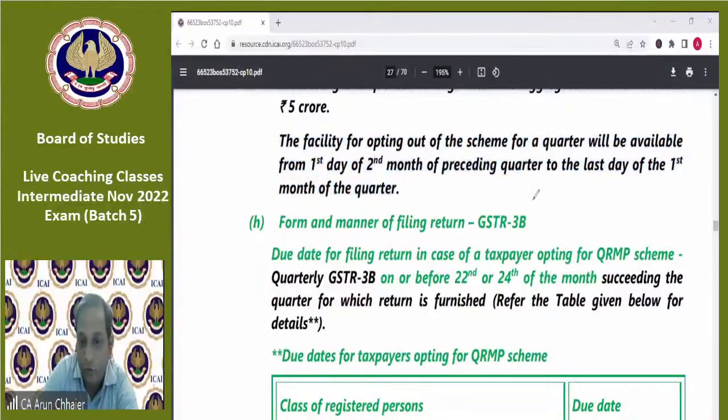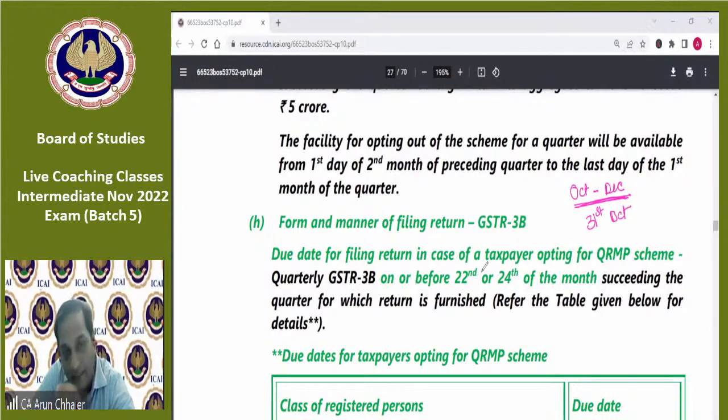Suppose I am asking you, for example, I would like to go for the October to December quarter under QRMP. Currently, I am monthly. I can opt definitely, but what is the last date to opt? The 31st October would be the last date. This option would be available 2 months in advance, August and September. It means it would be available from 1st August to 31st October.